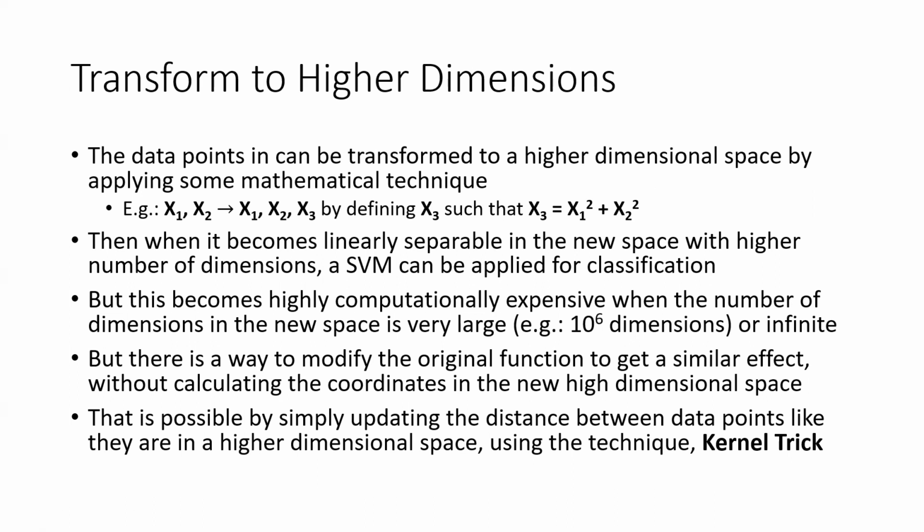First, let's see what we mean by converting this into higher dimensions. For example, if there are two features, two variables, and we convert it into three variables by defining a new x3 by a formula like x1 square plus x2 square, we can define x3 as the new variable. Now there are three dimensions. With these three dimensions, you can make the data set linearly separable.